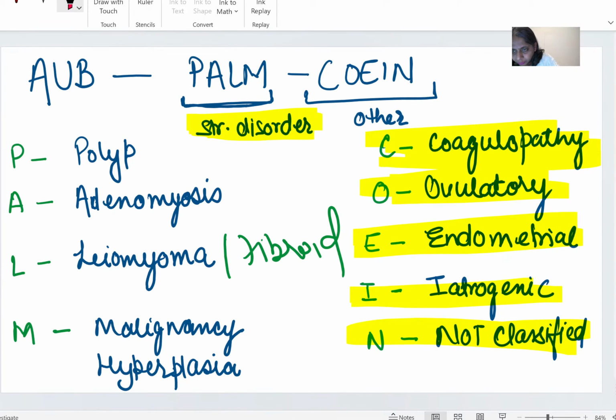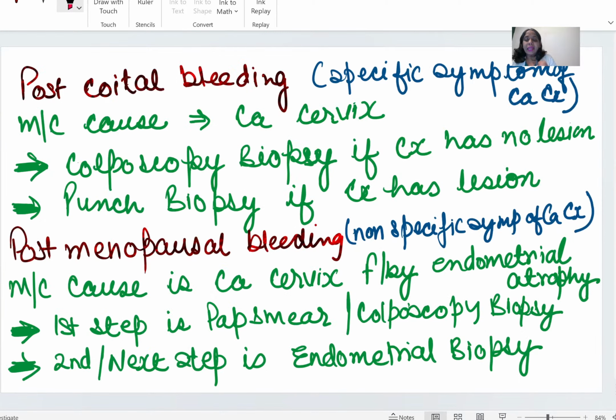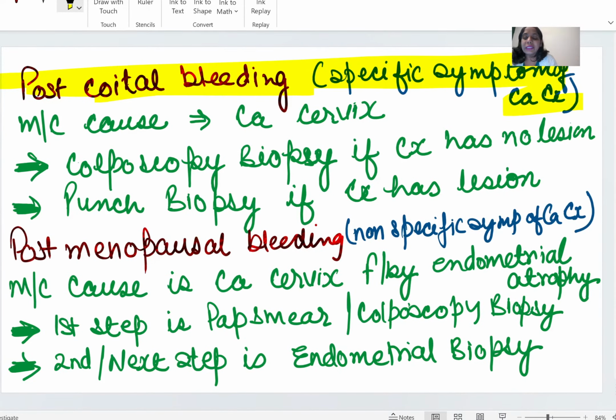Now let's start with another frequently asked topic: post-coital bleeding and post-menopausal bleeding. What is the cause of post-coital bleeding? The most common cause is CA cervix. And what is the first step you will take if a patient comes to you with post-coital bleeding? Because it is a specific symptom of CA cervix, you will do colposcopy and biopsy.